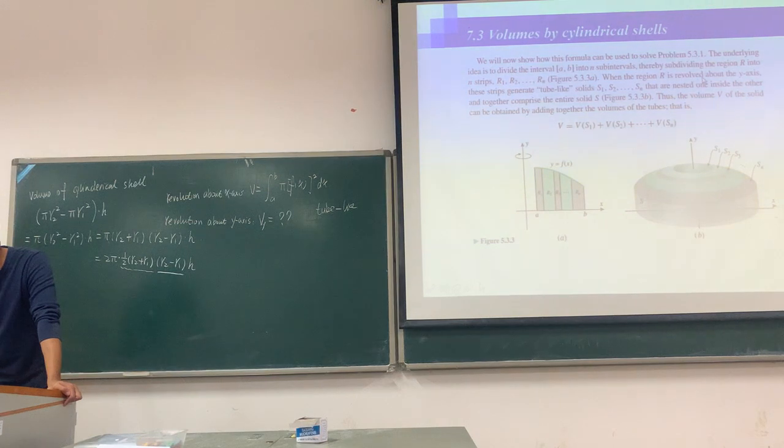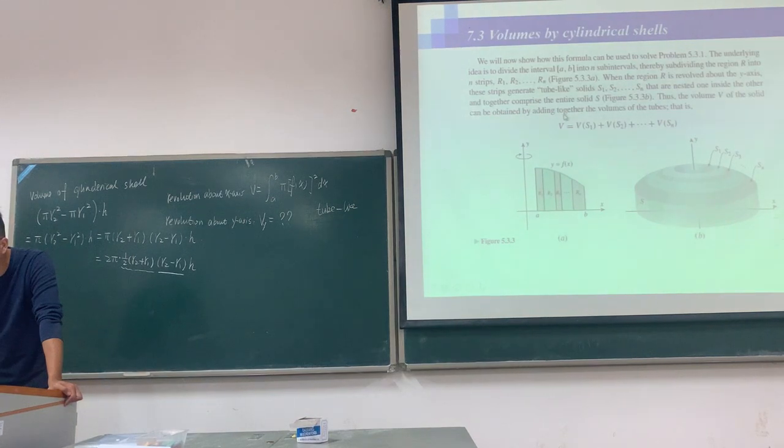When the region R is revolved about the y-axis, these strips produce tube-like solids S1, S2, up to Sn, each inside the other, and together they comprise the entire solid. So the volume of the solid can be obtained by adding together the volumes of the tubes, that is, V equals the volume of S1 plus the volume of S2 plus up to the volume of Sn. This is easy to understand.